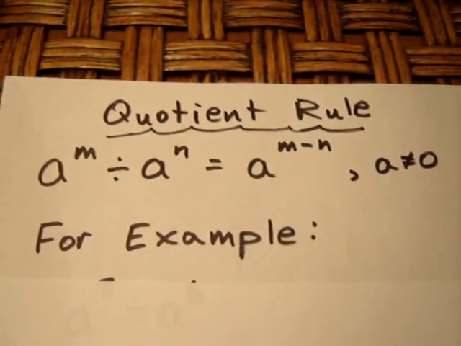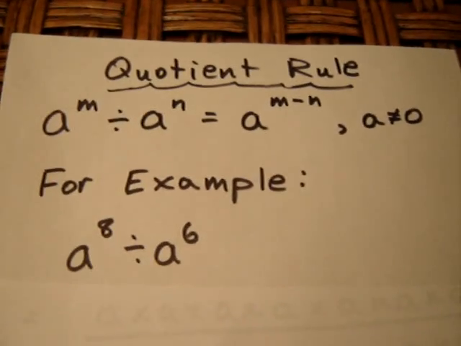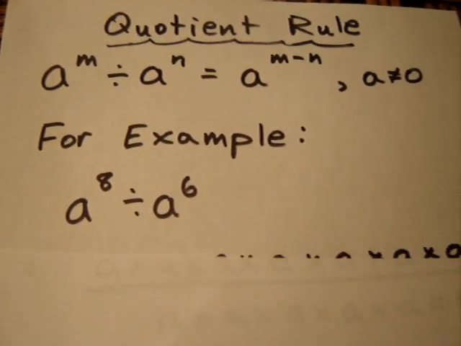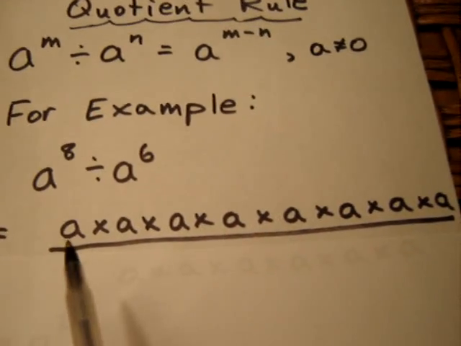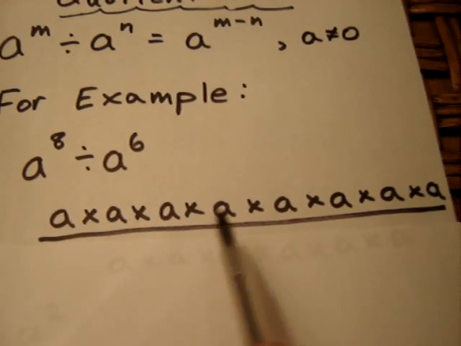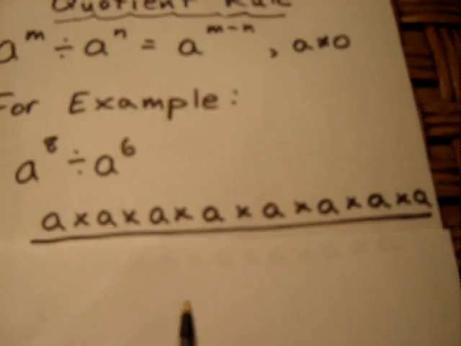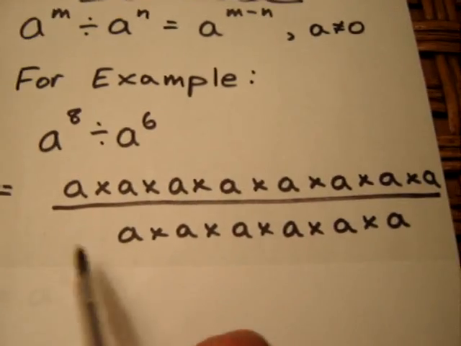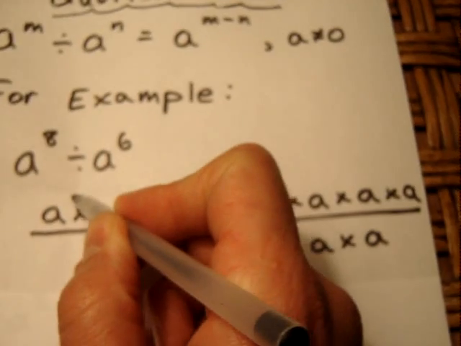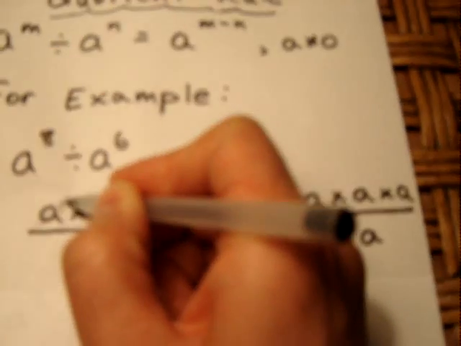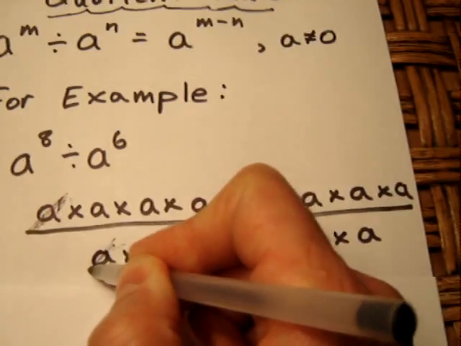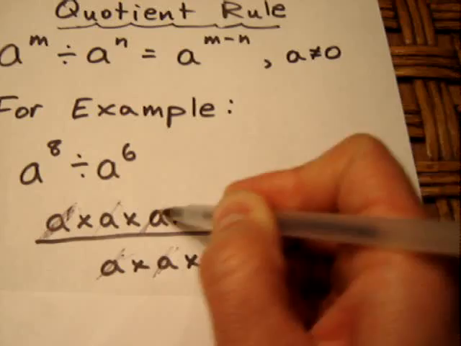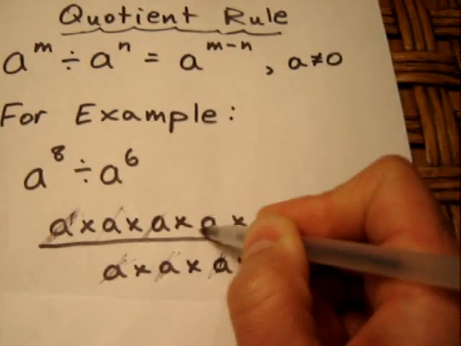Well, how does this work with a specific example? Let's show you. A to the 8 divided by a to the 6 can be thought of as a to the 8 divided by, which is what that horizontal line represents, a to the 6. Now when we're dividing and we have like factors in the numerator and denominator, we can cross these like factors out. So this factor of a crosses out with that one, and this one crosses that one, and this one crosses out with that one.